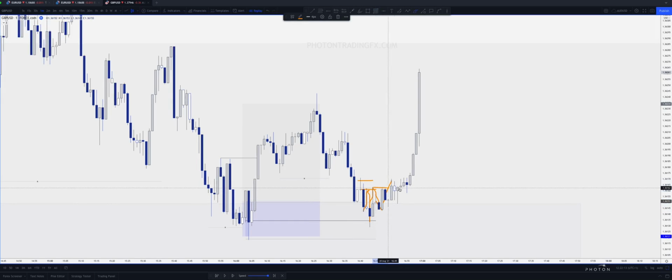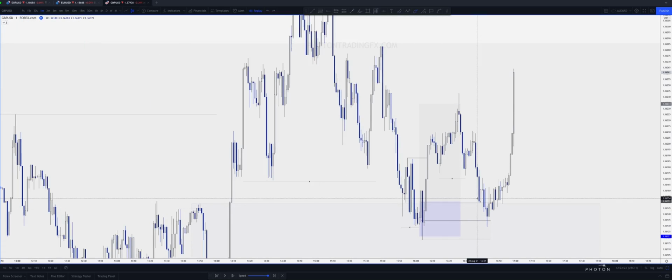Then we get the failed reaction here, and then anywhere within here you can buy right on that demand on that doji, and then boom, that's how you confirmed this area here if you just wanted to wait for a little bit more confirmation.